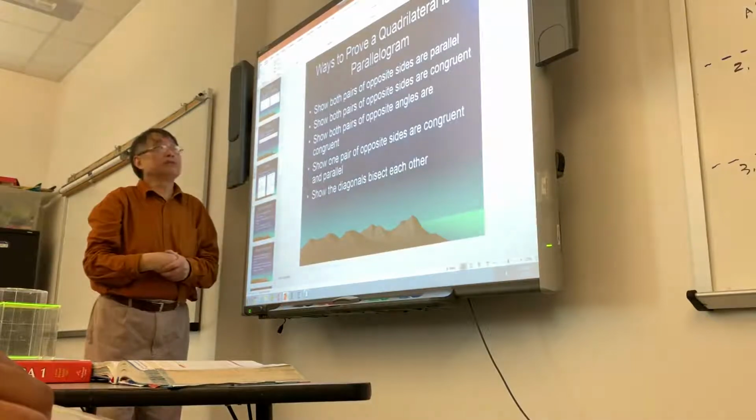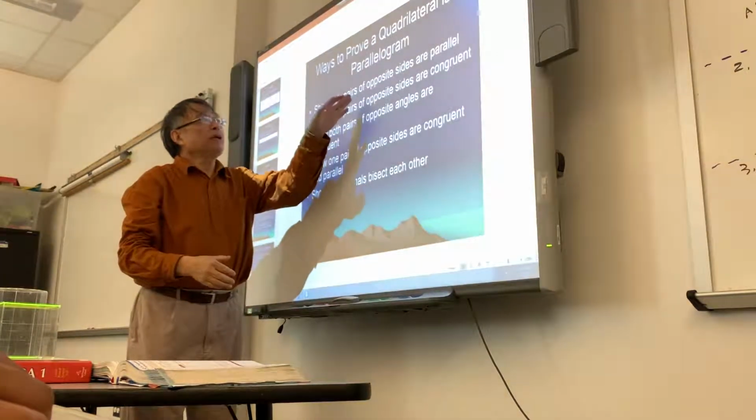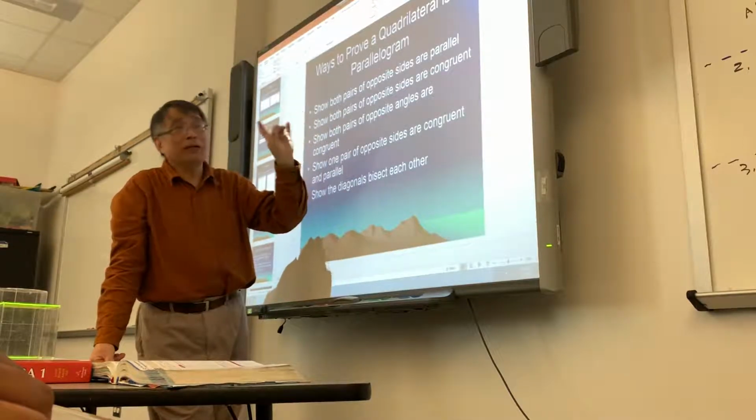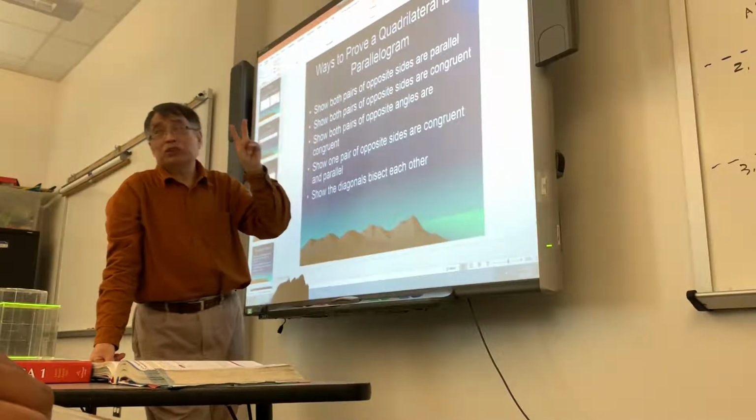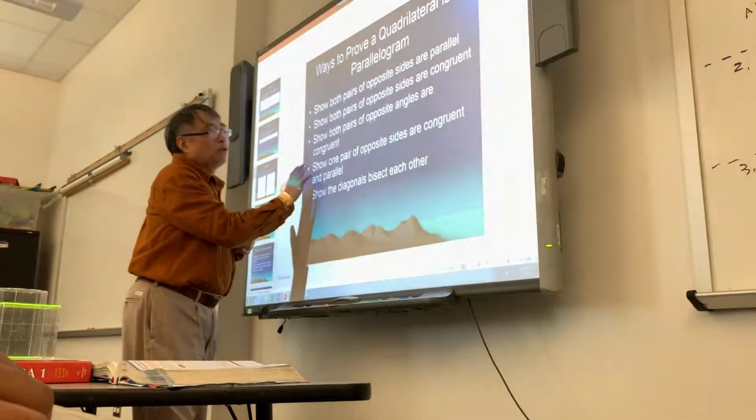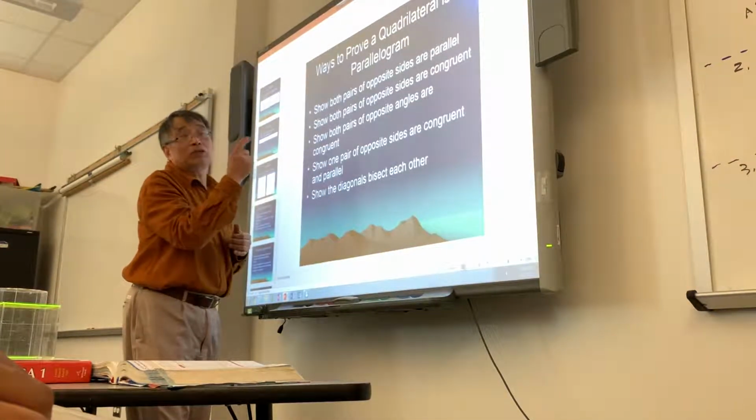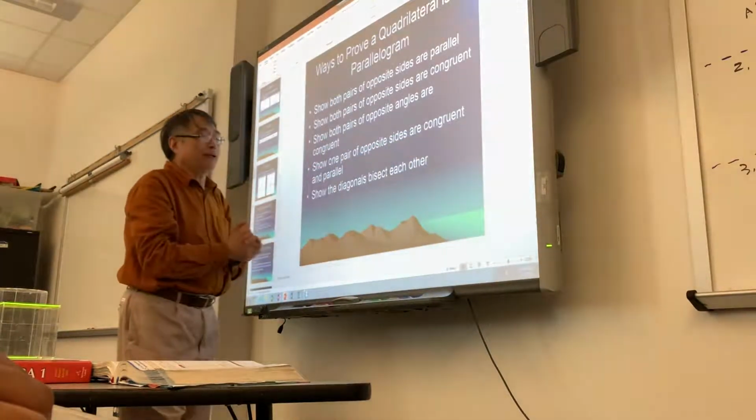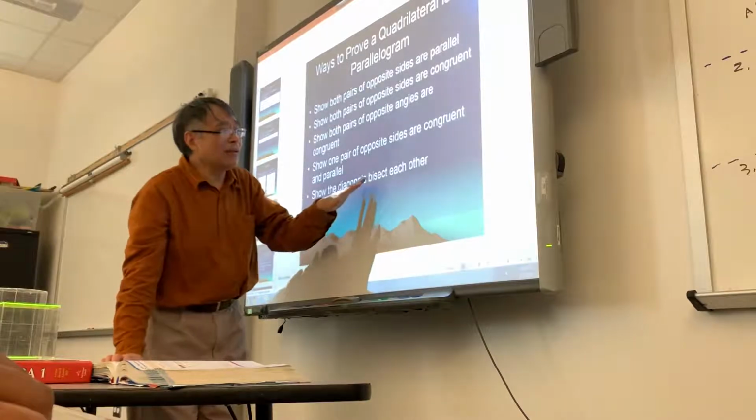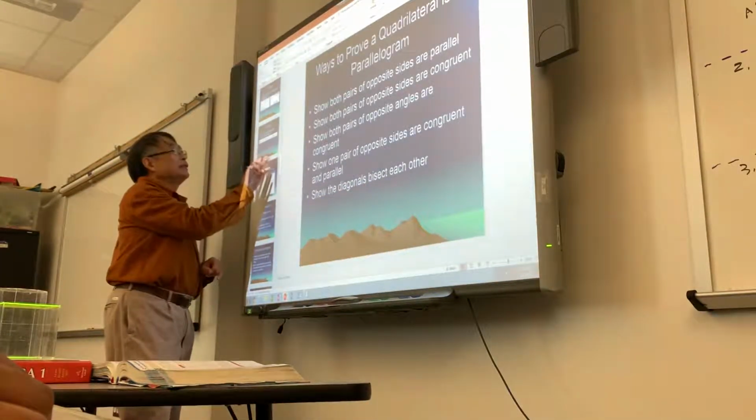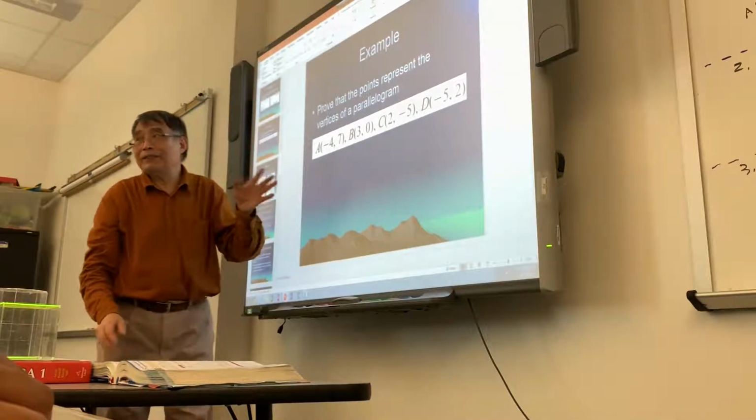Five ways to prove. So both pairs of opposite sides are congruent. So both pairs of opposite sides are parallel, whatever. You have to show both pairs. And number 4, show one pair, but you have to show that pair of opposite sides, not only congruent but also parallel. The diagonals bisect each other. If the question gives you 4 points, the last way is the best way.